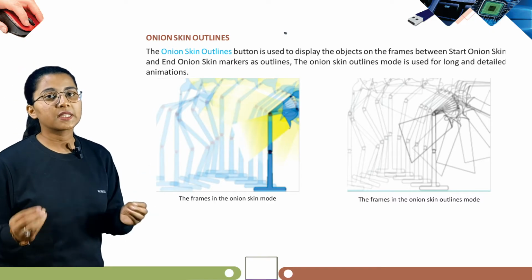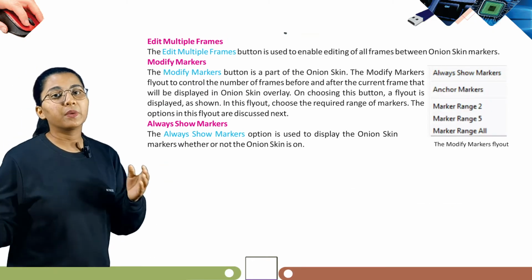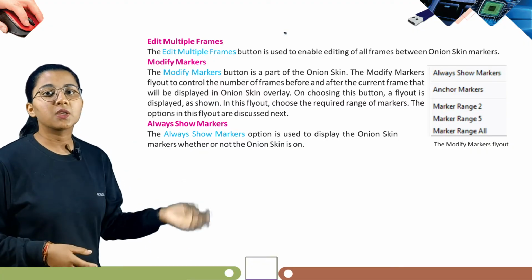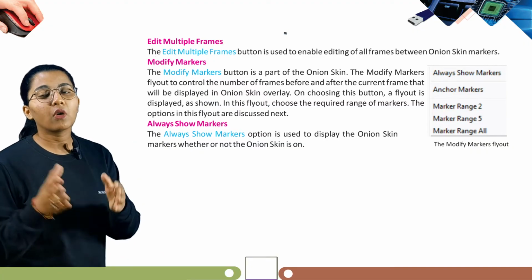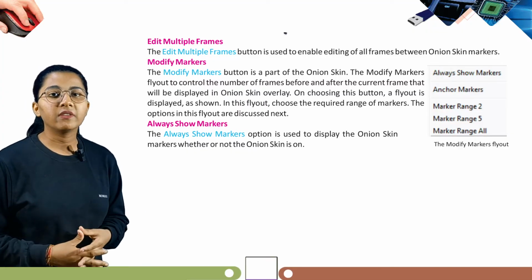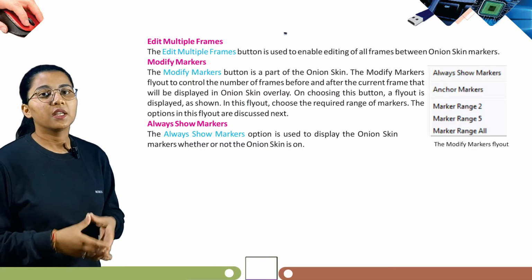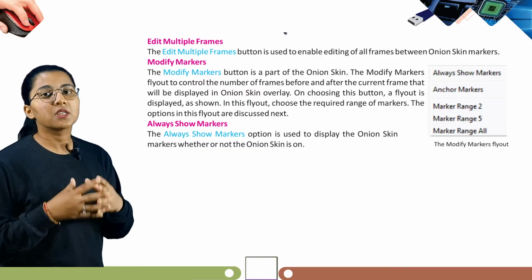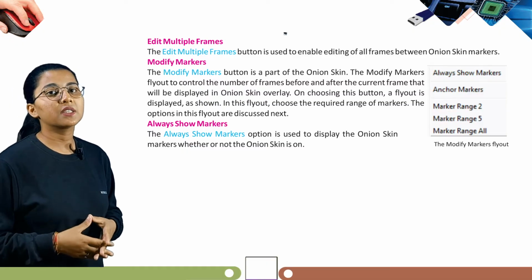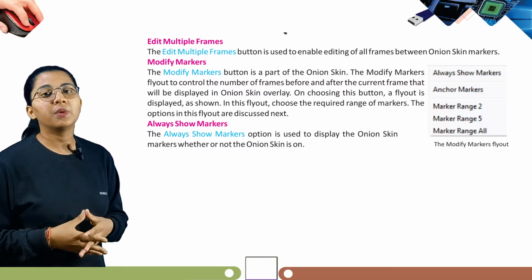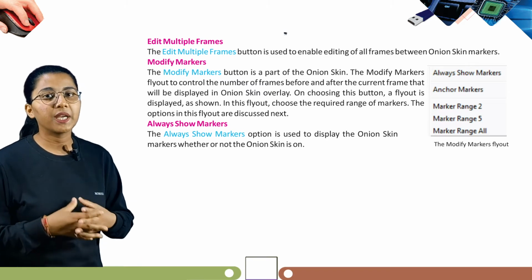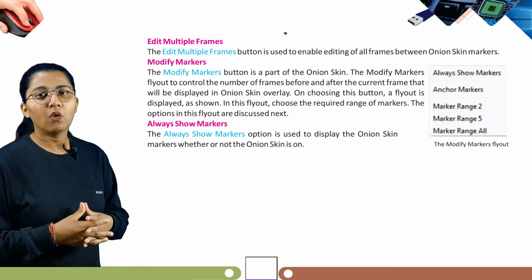Now students, let's learn about edit multiple frames. The edit multiple frames button is used to enable editing for all frames between onion skin markers. Then we have modify markers. The modify markers button is a part of the onion skin. The modify markers flyout controls the number of frames before and after the current frame that will be displayed in the onion skin overlay.